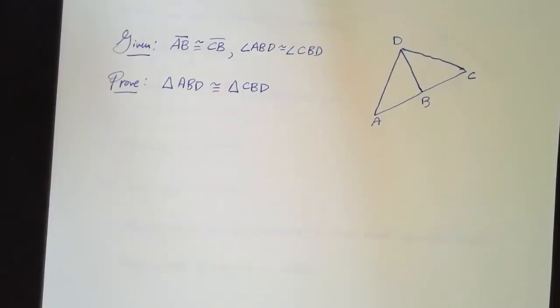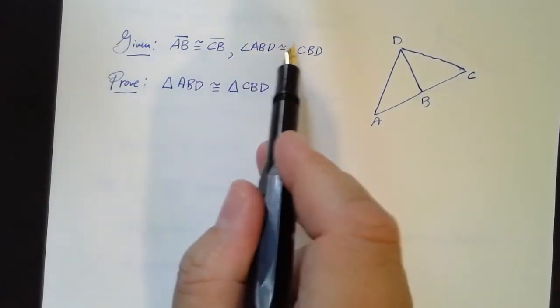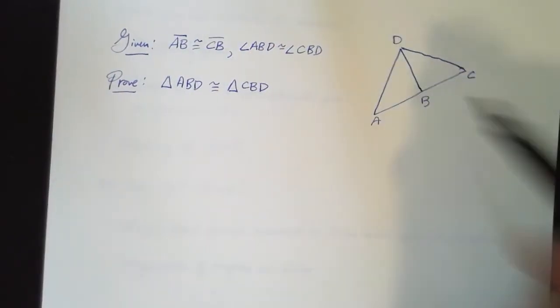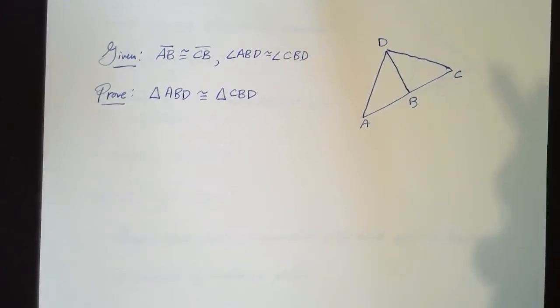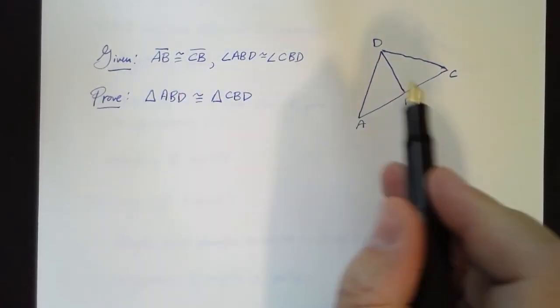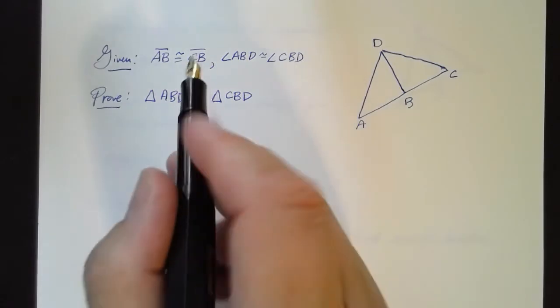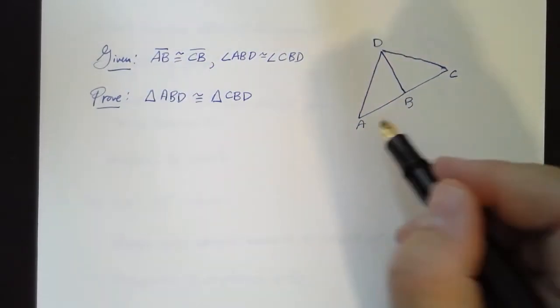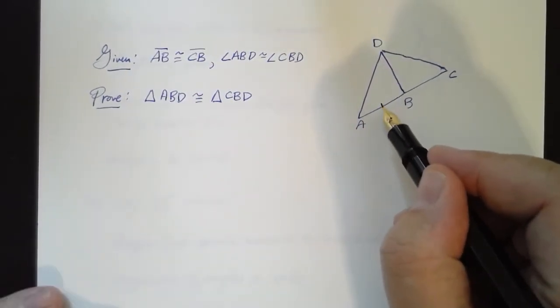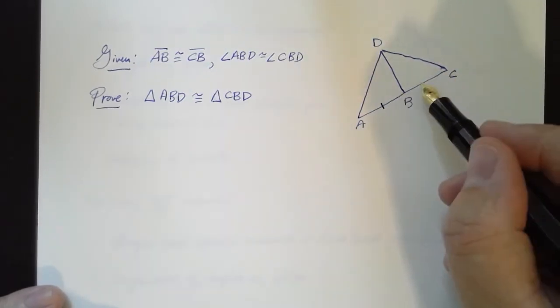All right, here's our setup again. We have this given information. Here's what we want to prove. Here's the picture. So let's mark our givens so we can see how they relate to each other in the diagram. AB is congruent to CB, so there's segment AB. I'll give it a single tick mark. And there's segment CB. I'll give it a single tick mark.